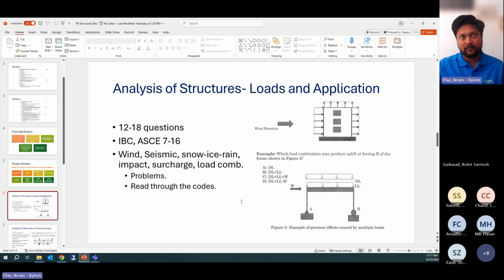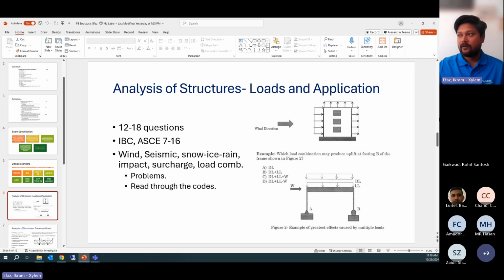If the 80 questions are total, maybe there are like 30, 35 conceptual questions. So to answer those conceptual questions, you have to know IBC, ASCE 7-16 and the other codes also, not only the problems. And you will get problems for wind load, seismic load, snow, ice, rain load, impact load, surcharge, and load combination. All of these are from ASCE 7-16. So first you have to know the problems, then you have to read through the codes.